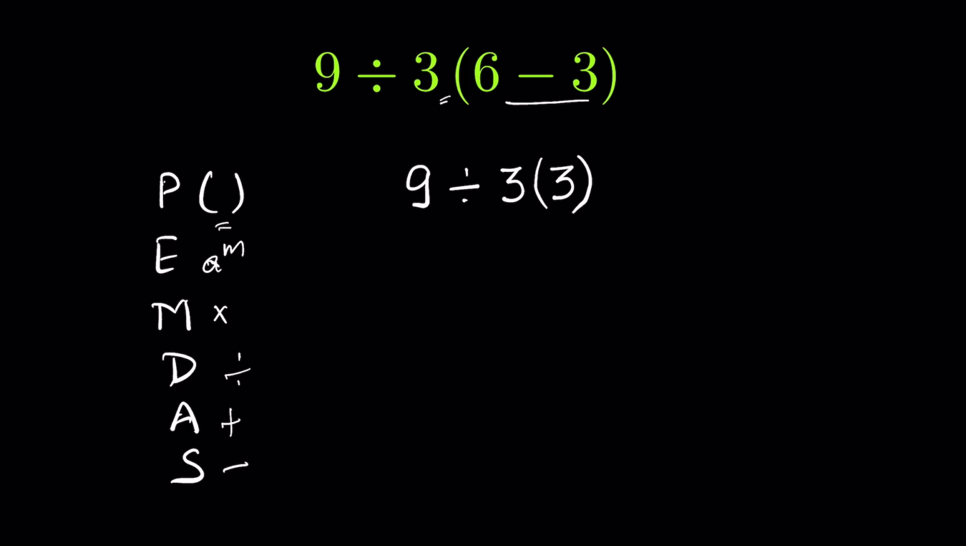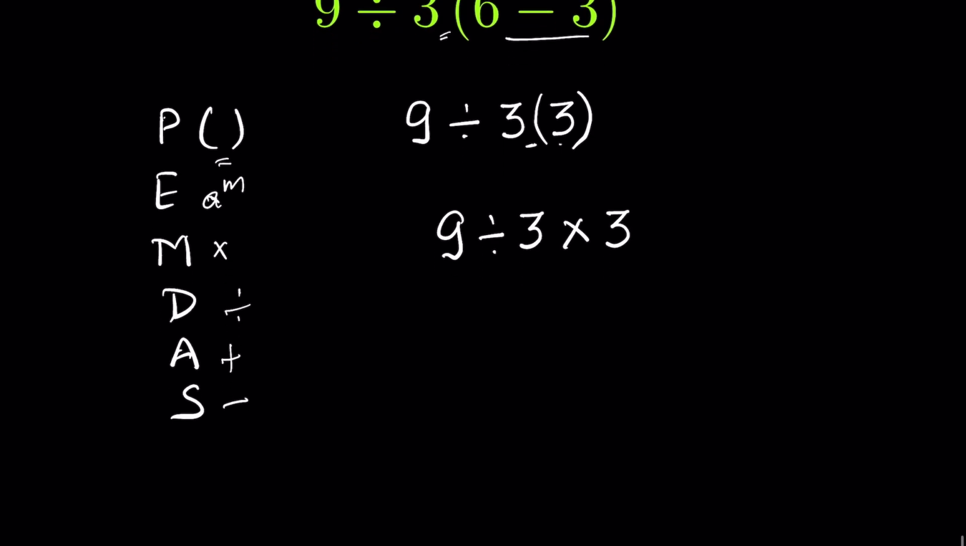Now this means it is multiplication, 3 times 3. If you treat it like multiplication, then we have 9 ÷ 3 × 3, and if you follow PEMDAS, then you do multiplication first. So it will be 3 times 3 is 9, 9 ÷ 9 is 1. Then you will get 1 as the answer.